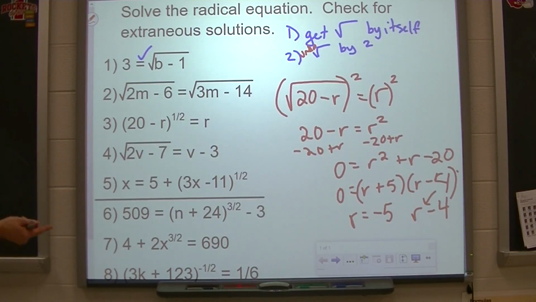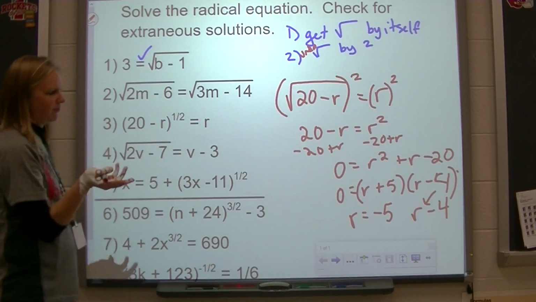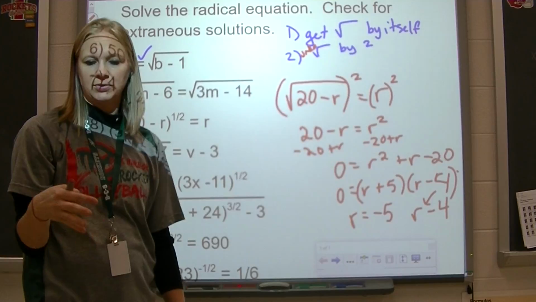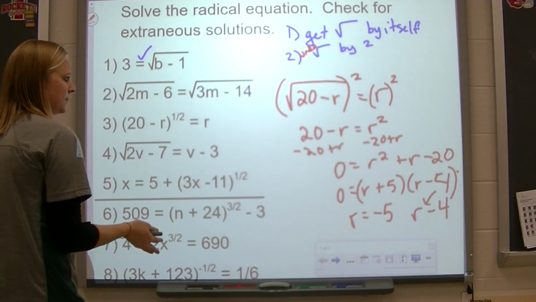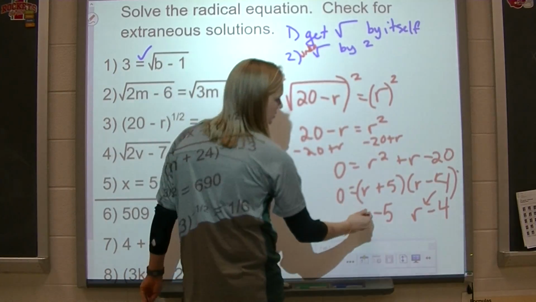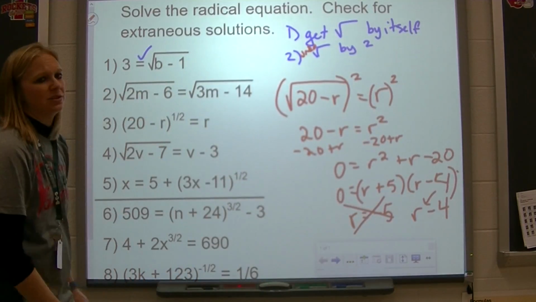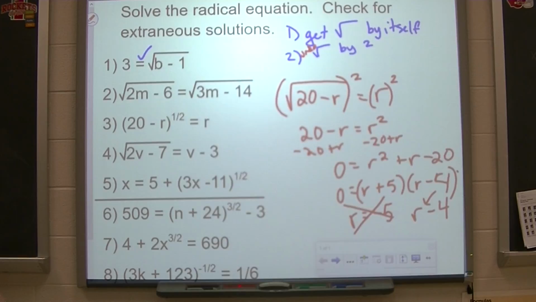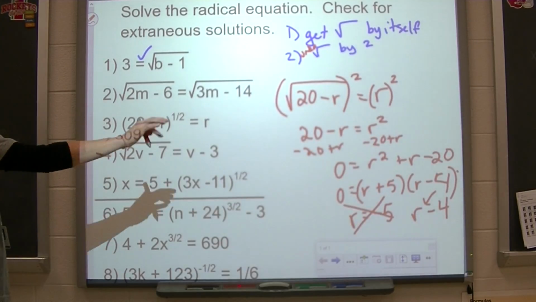Let's do negative 5. 20 minus negative 5 is 25. The square root of 25 is 5. But 5 doesn't equal negative 5. So this is considered an extraneous solution. It does not work. It does not make the equation true. So our only solution for option 3 is 4.